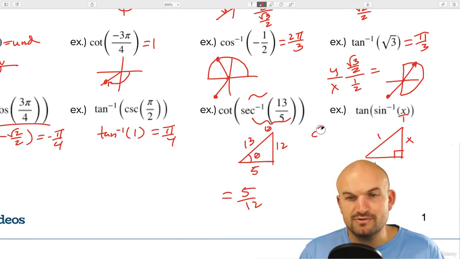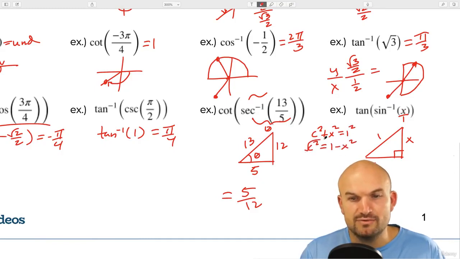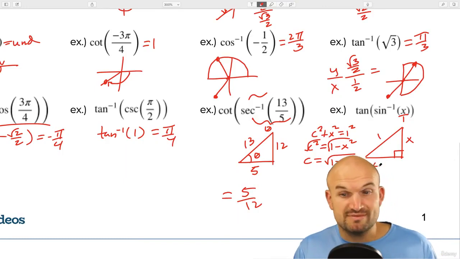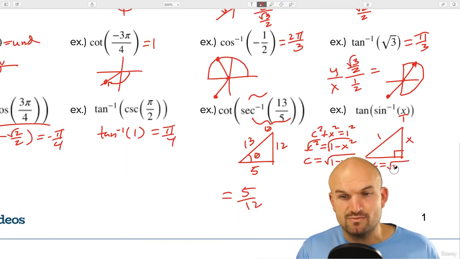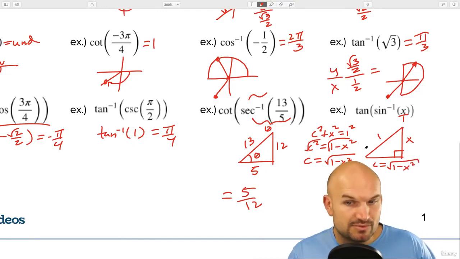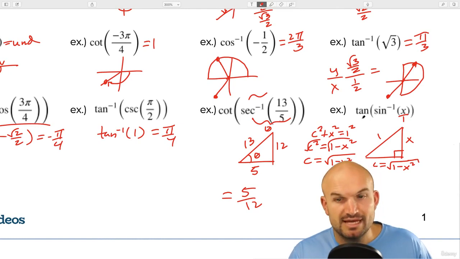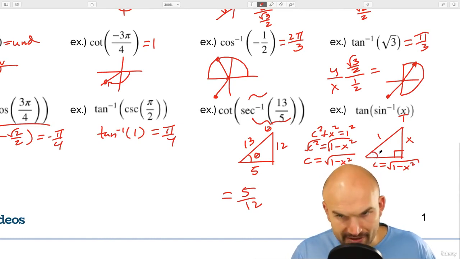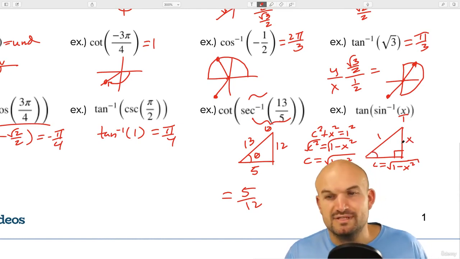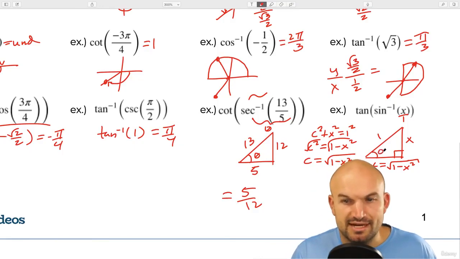So we could say c squared plus x squared equals 1 squared. Now, if we're going to solve for c, we could say c squared equals 1 minus x squared, and then you could take the square root, and say c equals the square root of 1 minus x squared. So if I wanted to rewrite this just in terms of x's, c is the same thing as the square root of 1 minus x squared. Okay? So now we just want to figure out the tangent of this. So here's your angle. I shouldn't have used x; let's just call this theta.